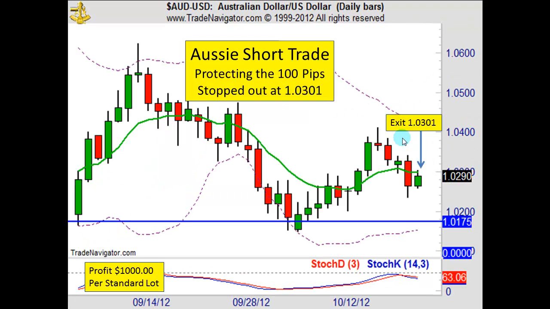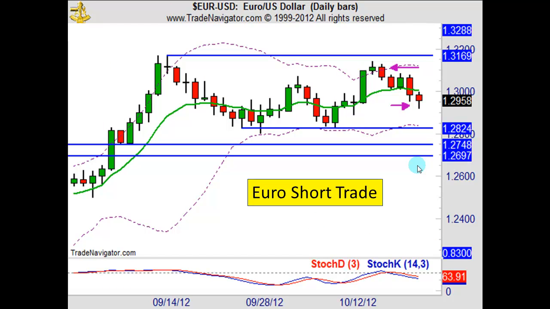If we come back to the exit point, remember the entry was right up in this area. As we move down, this is the 10-period exponential moving average. I wanted this market to stay underneath this. But I also knew that we had China data coming out that could affect this. I protected my 100 pip profit, which on a standard lot is a $1,000 profit, and I got taken out at the 301 level. All in all, I consider that an extremely successful trade.